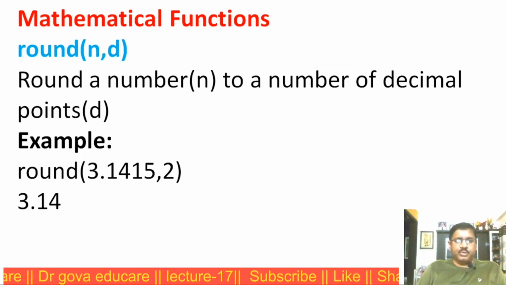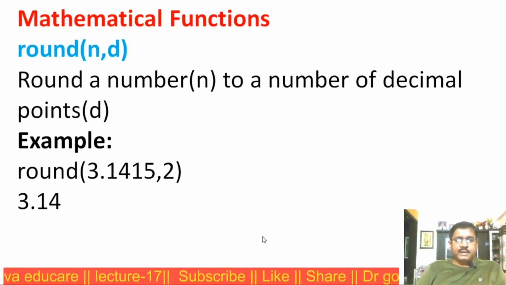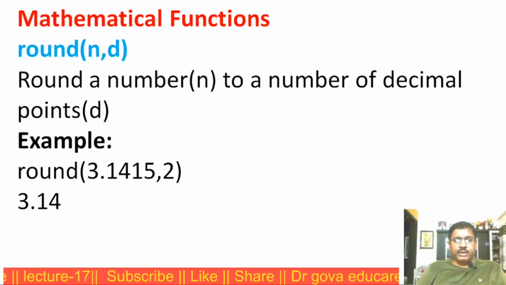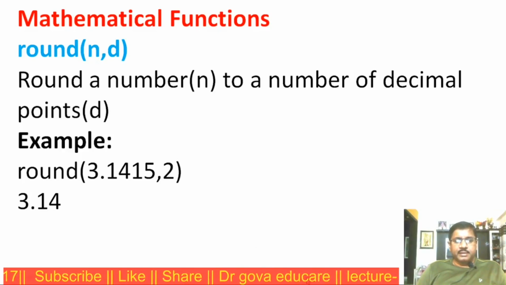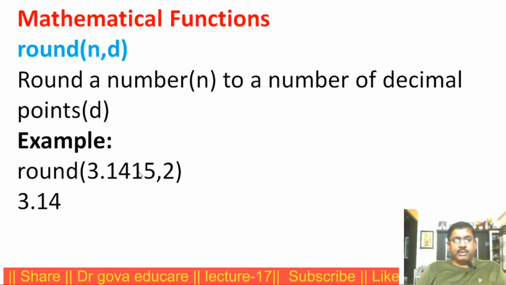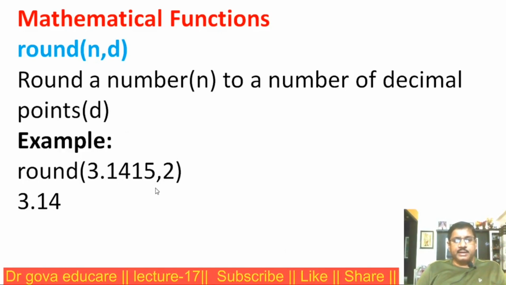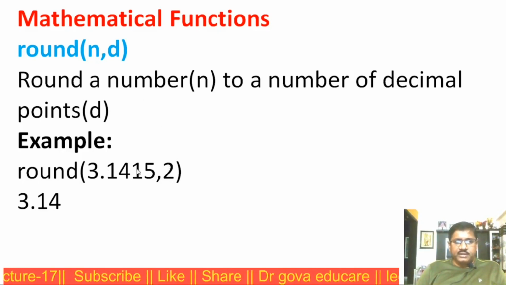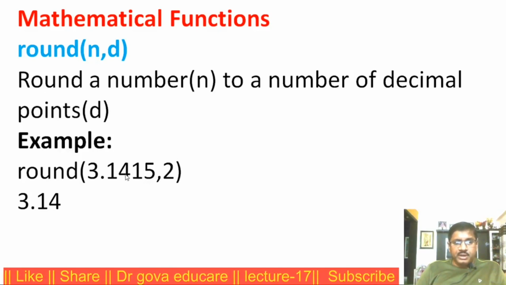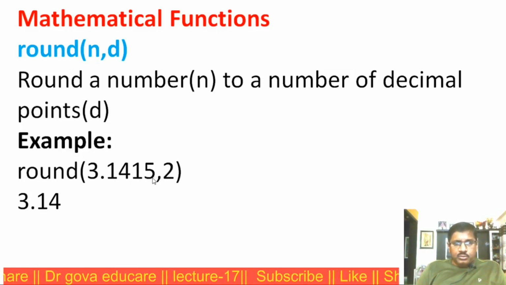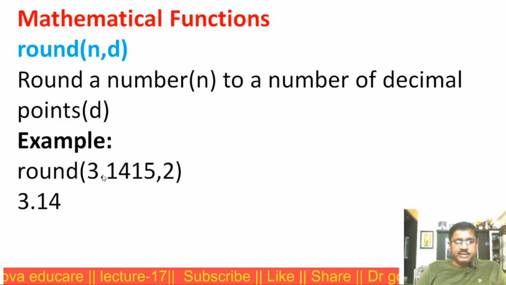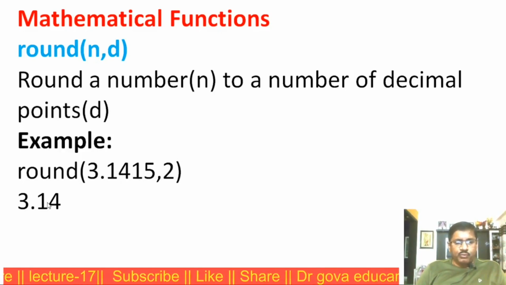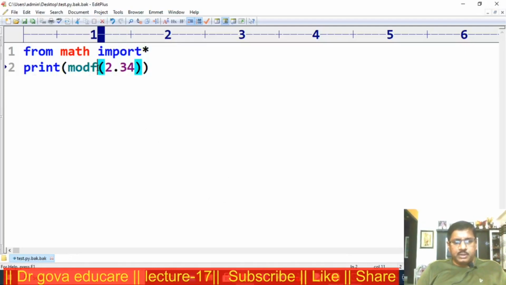Say for example, round of 3.1415, this is the number n, comma d, 2 digits. That means round this number to 2 decimal points, that is 3.14. Now I am using the round function.